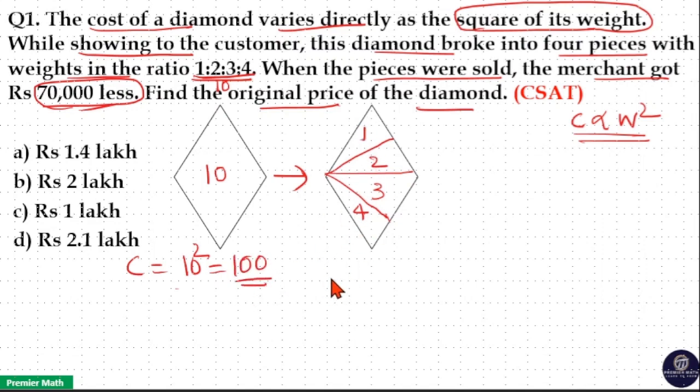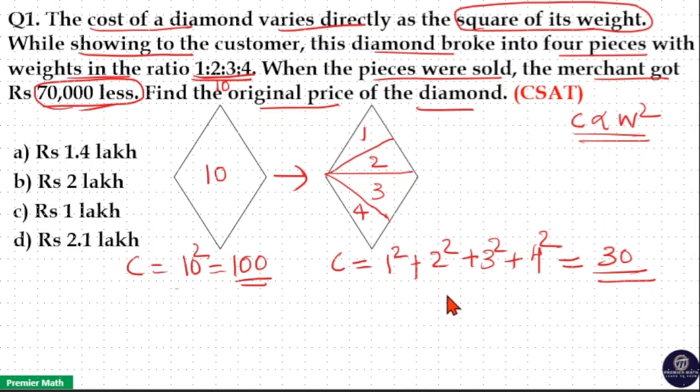Finally, the cost of these 4 pieces is: first piece cost is equal to 1 square, second piece cost is equal to 2 square, third piece cost is equal to 3 square and fourth piece cost is equal to 4 square. Now this is equal to 16 plus 4 is 20, 20 plus 10 is 30 units. That is, cost ratio 100 is to 30. Initially it was 100 units. Finally these 4 pieces together cost 30 units.